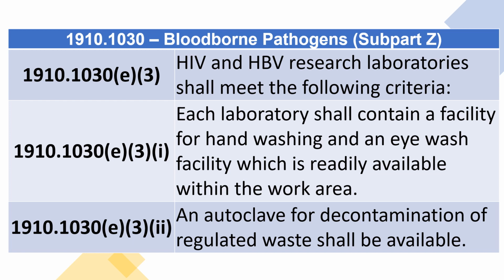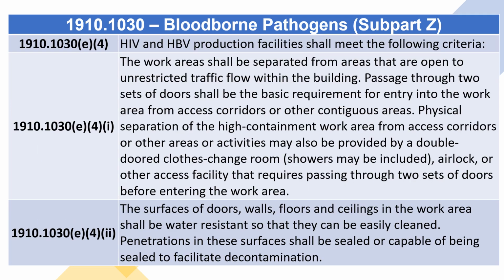1910.1030(e)(3) HIV and HBV research laboratories shall meet the following criteria. 1910.1030(e)(3)(i) through (ii). Each laboratory shall contain a facility for hand washing and an eye wash facility which is readily available within the work area. An autoclave for decontamination of regulated waste shall be available.